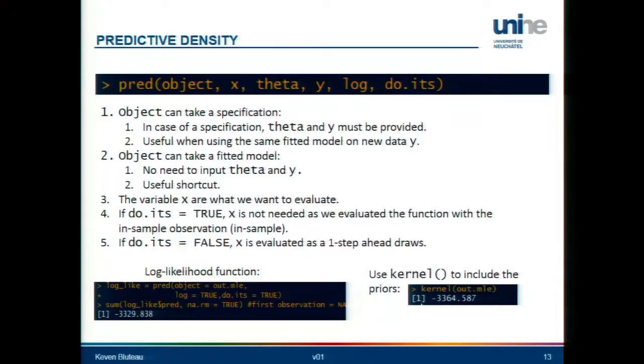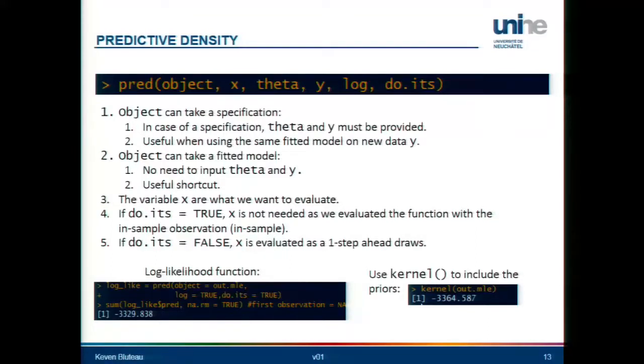So we also have the predictive density. The functions in the MSGARCH package always take an object, a variable. What is this object? It is one of two things: a fitted model or a specification. If you have a specification, you must provide the theta and the y. If you have a fitted object, you provide just your fitted object, and it will use the y and the theta that are in the fitted object. It's just a shortcut if you want to write less code and be clearer in your code.